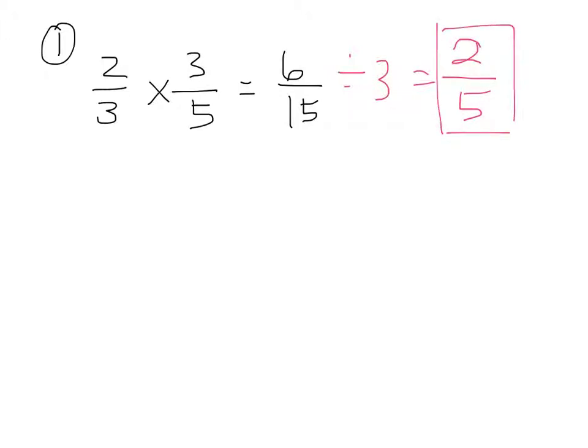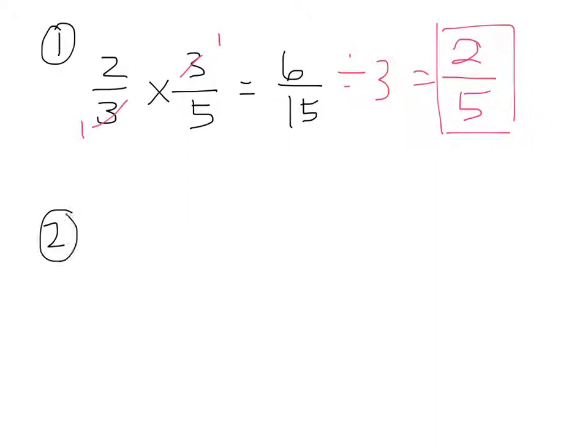Okay? Could I have done way 3? Yes. Then I could have eliminated the what? 3. 3 becomes a 1, 3 becomes a 1, and then I just multiply across and I get 2/5, right? I could have done it that way too.